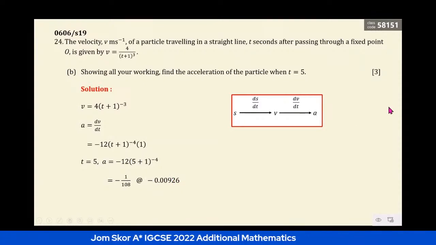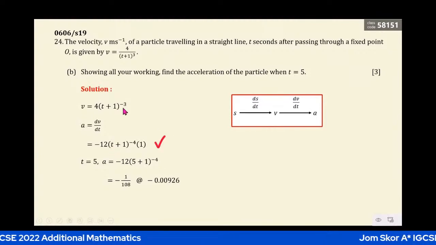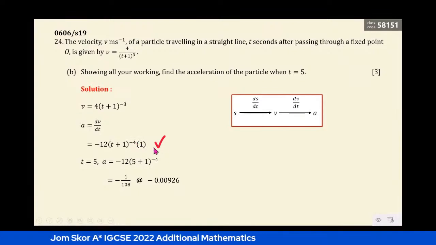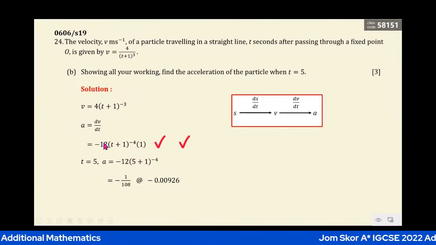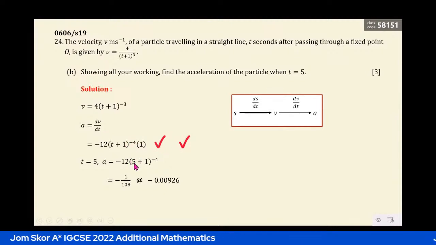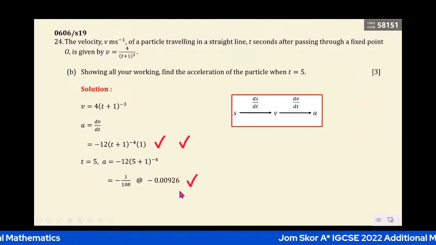Okay. Alright. First mark is here. Okay, when you differentiate your function, and then the index now become negative 4. And then the second one kalau betul semua. Tadi kalau negative 12 ni salah pun tak apa, to get the first mark. But second marks tu kena betul semua. Okay, and then substitute the value. You can use your calculator to get the answer. Alright.